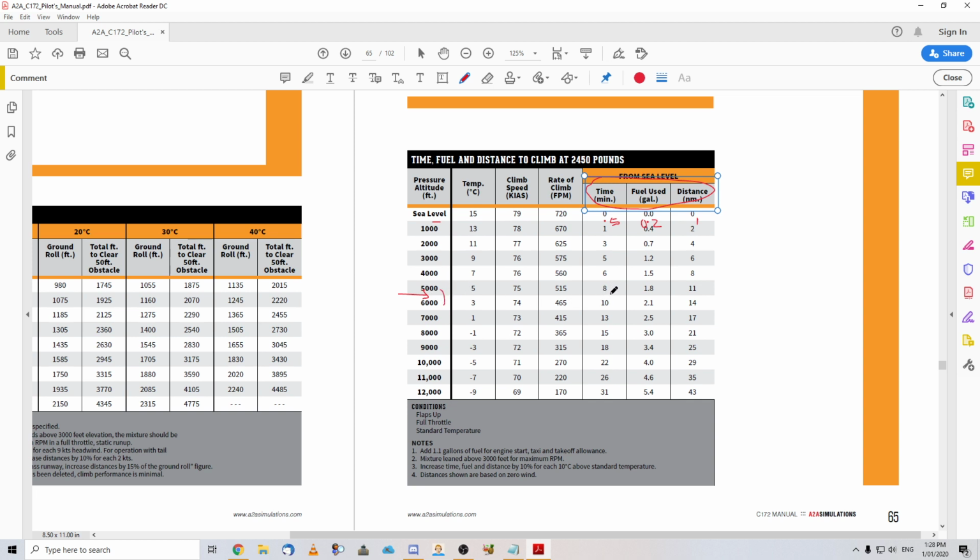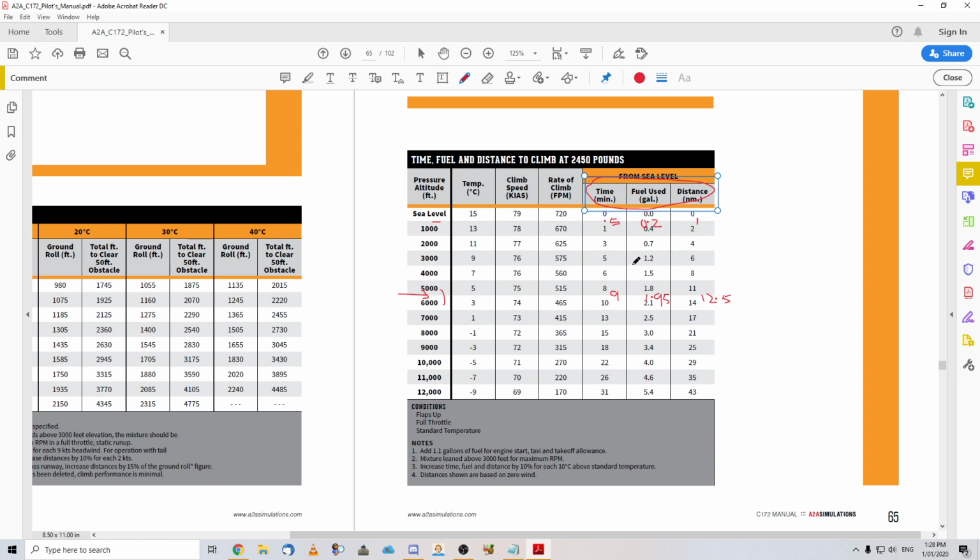What does 5,500 give us? Time is 9 because you've got to average those two. The average between 1.8 and 2.1 is 3.9 divided by 2, which is about 1.95. And the average between 11 and 14 is 25 divided by 2, which is 12.5.